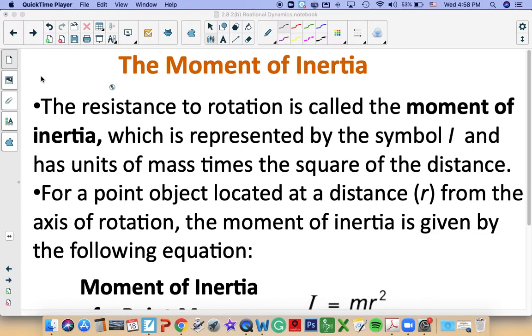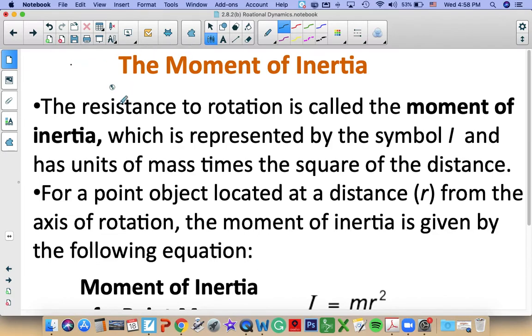So the next topic here, we kind of just hammered through some torque problems. The next topic is moment of inertia. And again, I have a video link with this slide that I'll share with everybody. So we kind of have to discuss what inertia is to understand what the moment of inertia is.